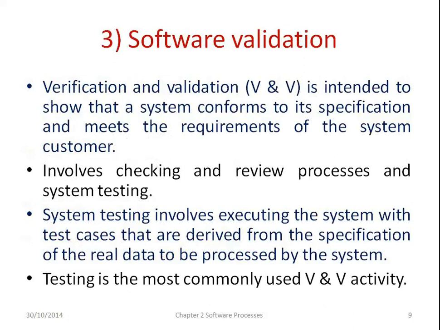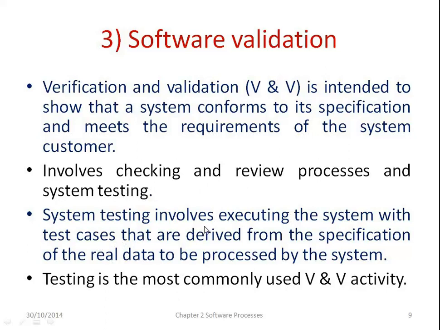The third activity is software validation. Verification and validation, in short V and V, is intended to show that the system conforms to its specification and meets the requirements of the system customer. The customer needs or requirements are satisfied for the product, so it can be validated. It involves checking and review processes and system testing. The whole system can be tested.